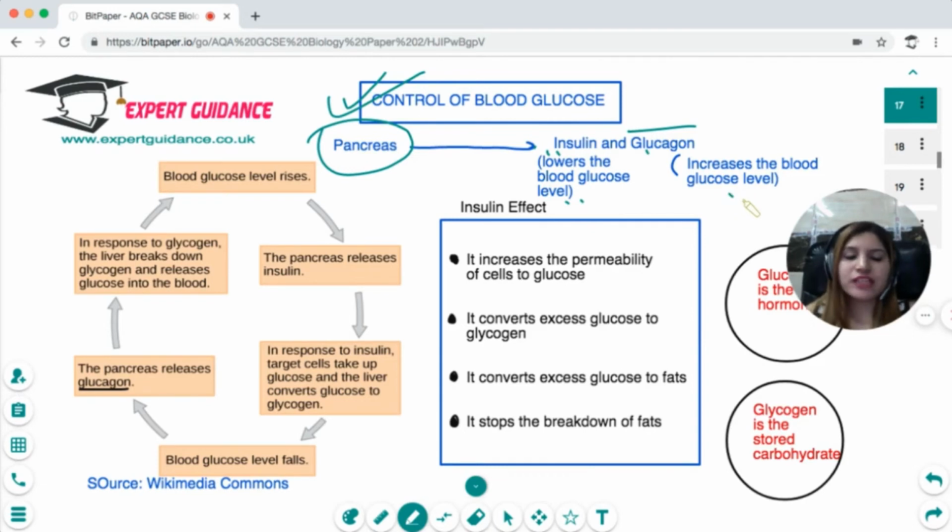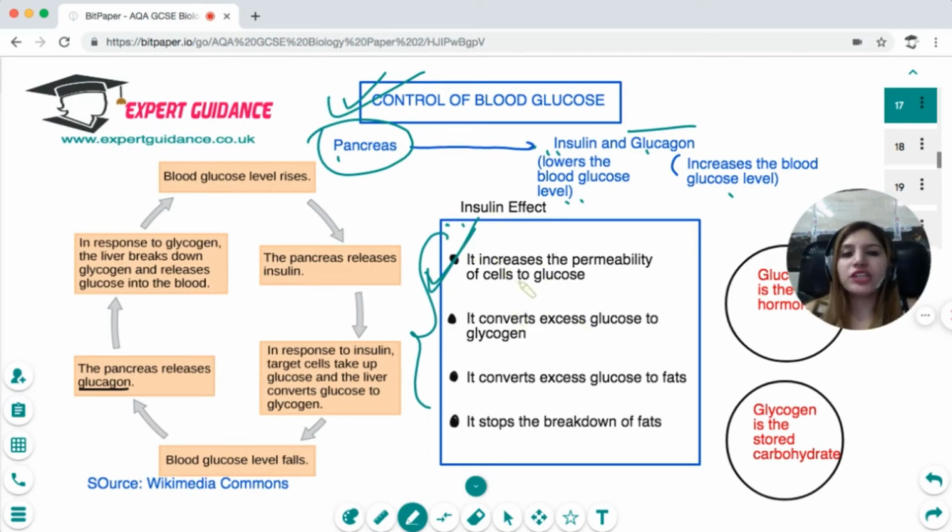So after meals, what happens? The blood glucose level suddenly increases. So what does the pancreas do? It releases insulin. Now, insulin has these effects. It increases the permeability of the cells to take in glucose so that more glucose enters the cell and the blood glucose level can go down.